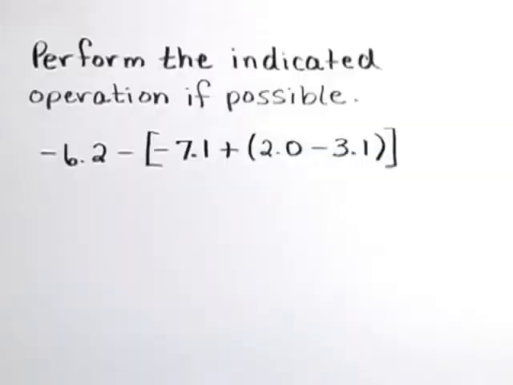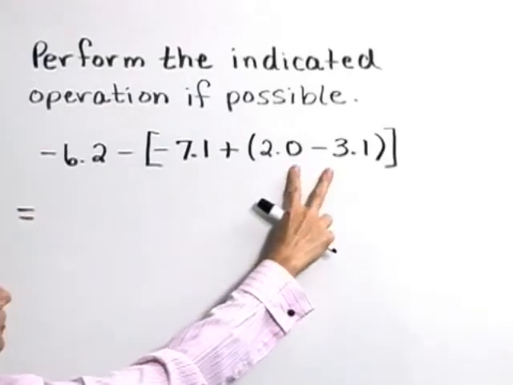Perform the indicated operation if possible. Negative 6.2 minus, in brackets, negative 7.1 plus the quantity 2.0 minus 3.1. Let's use the order of operations to simplify, starting with our innermost grouping symbol first.